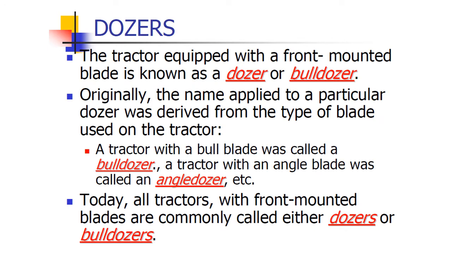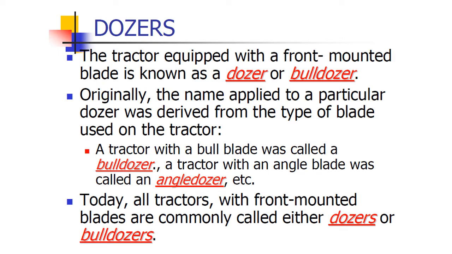Dozers, in general, are named for the dozing activity they perform. They are called dozers or bulldozers. Dozing means that they are mainly pushing. They have a blade, which is pushed by the dozer in order to push soil, whether in whatever direction. This also controls the name.